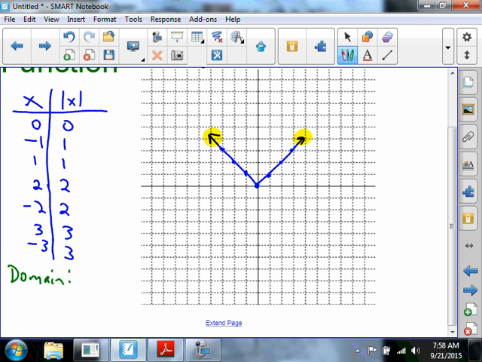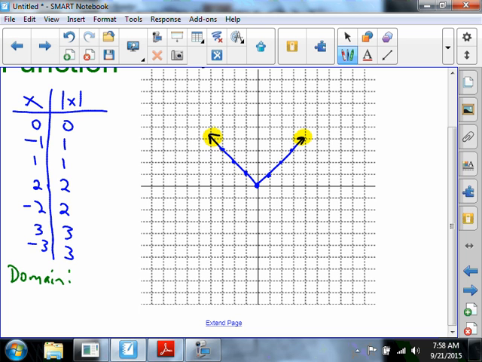Are there any x values we couldn't pick? Kind of a tough question to answer. I know we're just getting into this. Anyway, the point here is there's no limit as to what we could pick for x values. Anything along the x-axis is fair game.